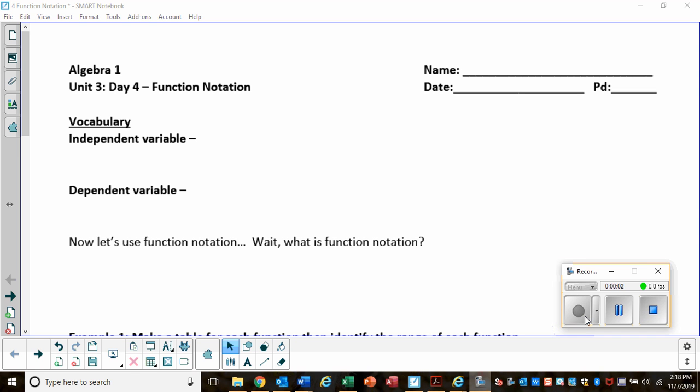Hi guys, we're going to start day 4, which is on function notation, so let's go ahead and get started.